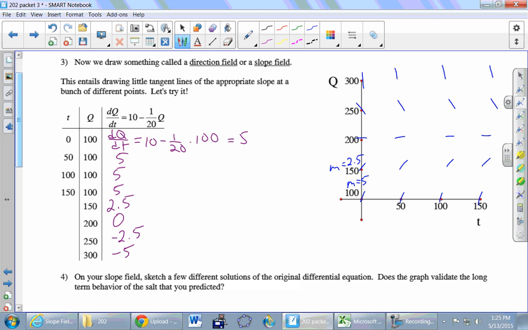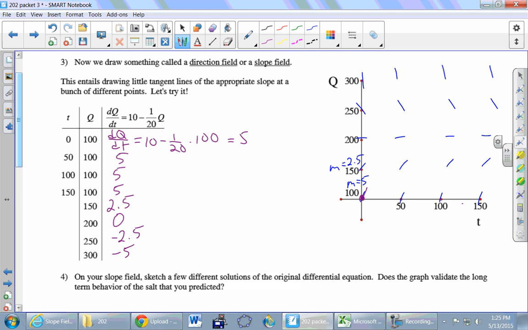Let's just jump to number 4. It says, on the slope field, sketch a few different solutions of the original differential equation. So suppose that we pick this point right here, and I've got a little part of a tangent line there, and so I'm just going to follow that tangent line just a little bit, up and to the right. But if I move up and to the right a little bit, what do you think happens to the slope of the next wave of tangent lines that we didn't draw? Maybe it's not quite as steep, right? Because they were really steep at the bottom and then getting less steep.